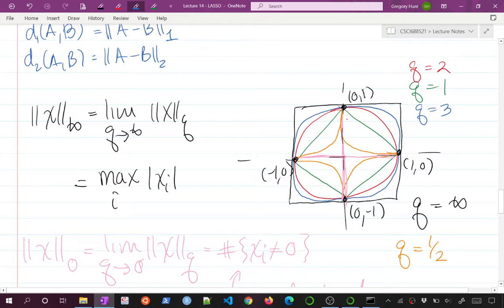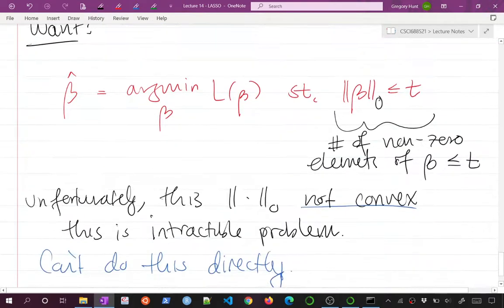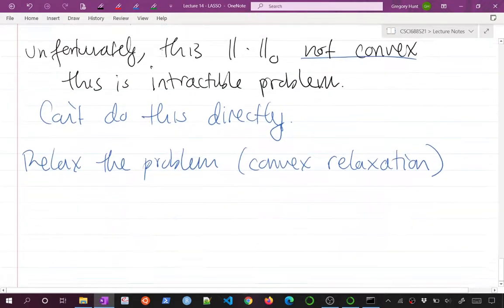If Q is less than 1, we're going to get a non-convex set. An example is Q equals 1/2. That's not going to be tractable computationally in any kind of nice way. And so this green rhombus is called the convex relaxation of the harder non-convex problem.